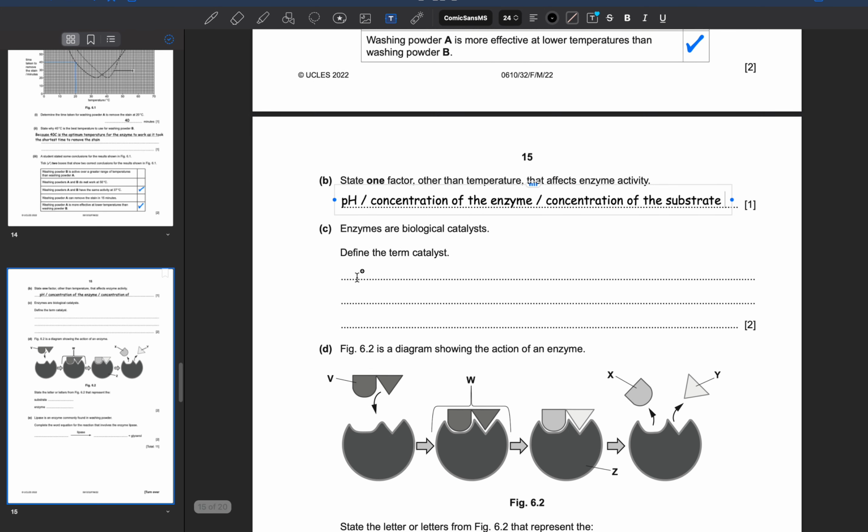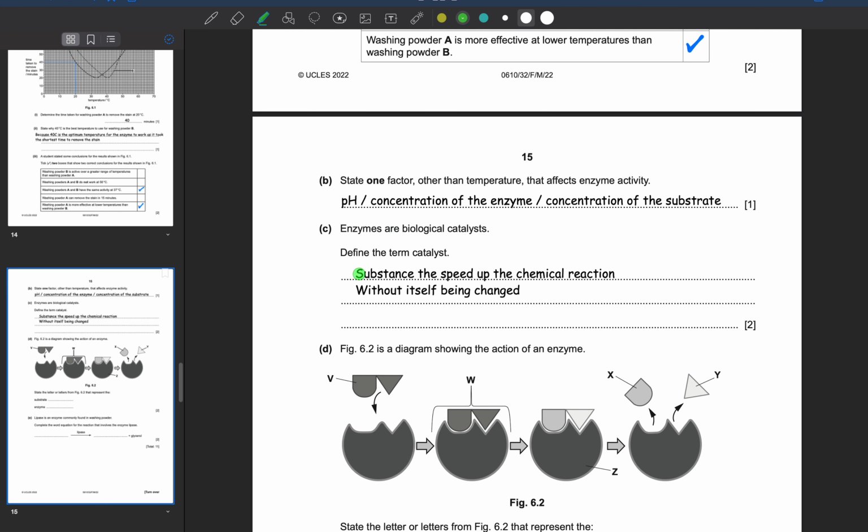Enzymes are biological catalysts. Define the term catalyst, and this is out of 2 marks. We know the catalyst is a substance that speeds up the chemical reaction. This is the first mark. The second thing I can say is without itself being changed. These are the 2 marks.